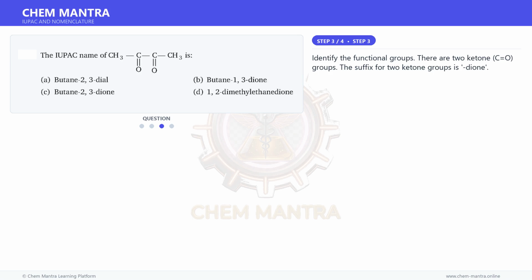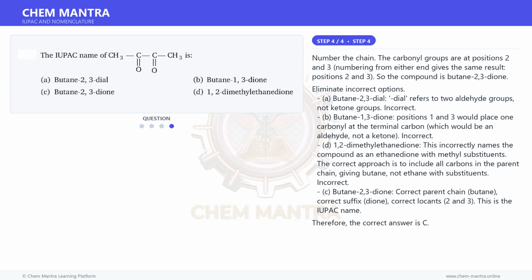Identify the functional groups. There are 2 ketone, C=O, groups. The suffix for 2 ketone groups is dione. And for the final step, number the chain. The carbonyl groups are at positions 2 and 3. Numbering from either end gives the same result, positions 2 and 3. So the compound is butane-2,3-dione.